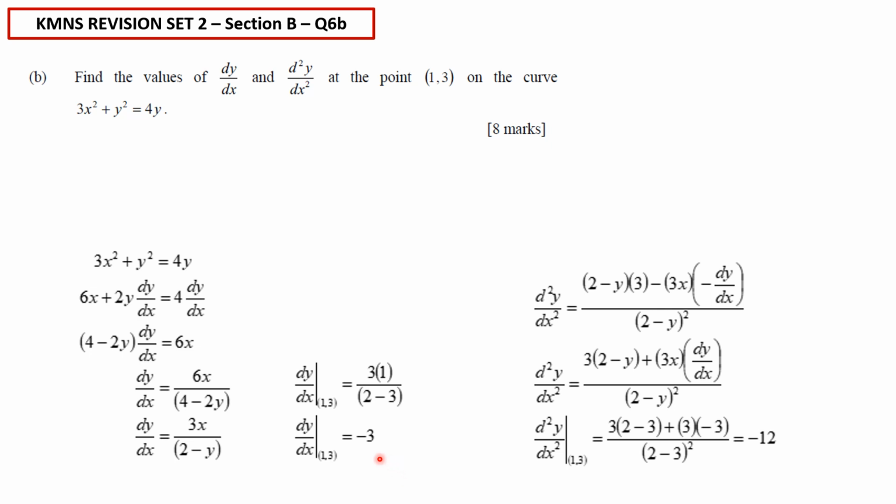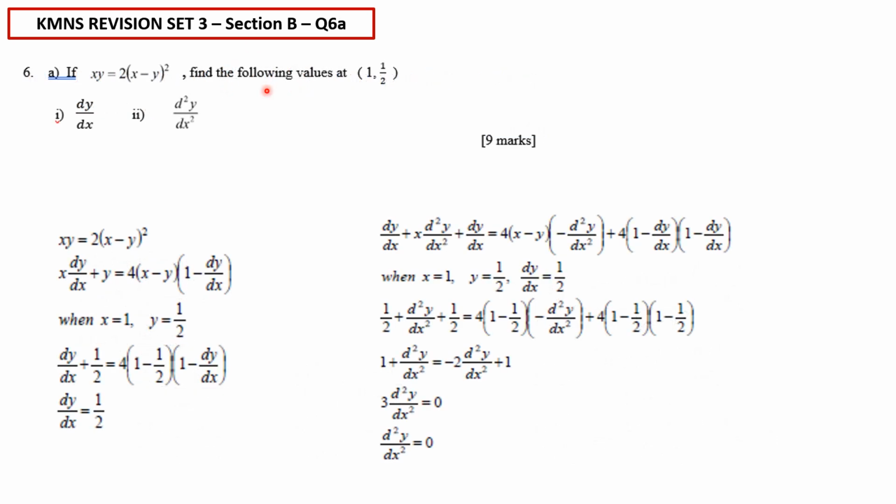And also, you have to differentiate again for minus 2y, or if you like, 6x plus 2y dy dx equals 4 dy dx. You have to differentiate again to get your answer for d squared y over dx squared. Or you can also differentiate 3x over (2 minus y) using the quotient rule. You will definitely get the same answer, whether you use this one to differentiate again or that one. The difference between them is just that this one is the simplified version of dy dx. This one is not the simplified version of dy dx, but you can also differentiate from there to get the value of d squared y over dx squared, which is the second order of the implicit differentiation.